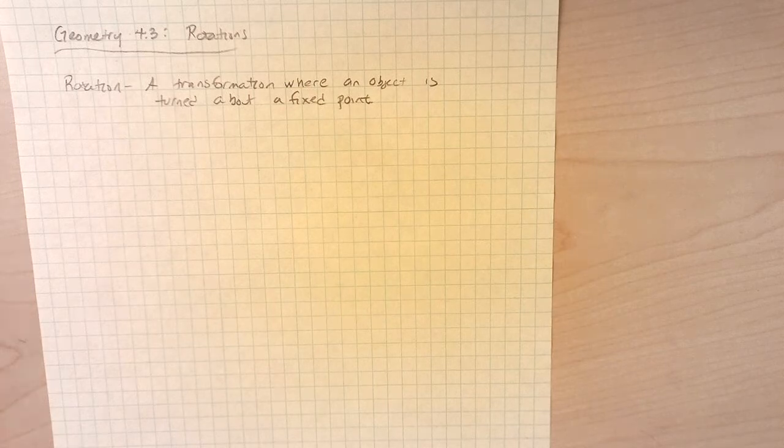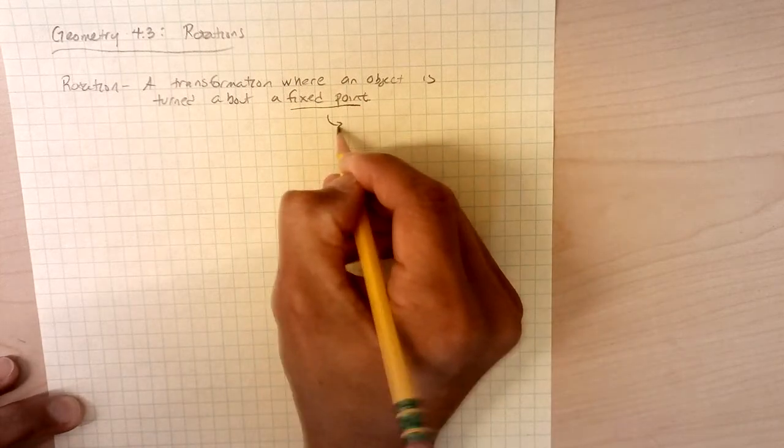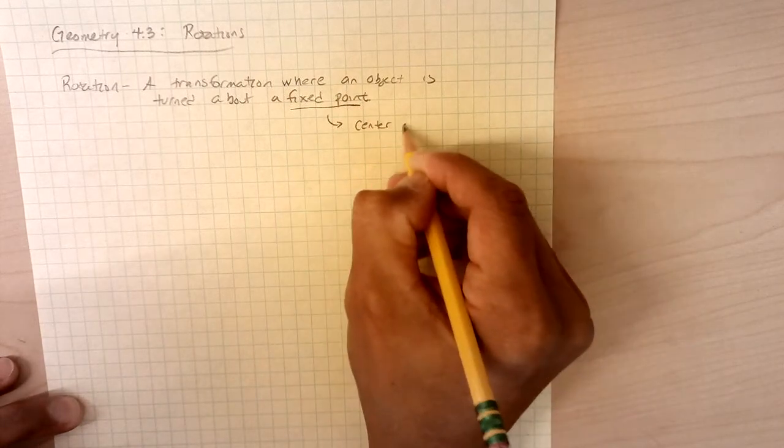Okay, this is Geometry 4.3, rotations. So we're still talking about transformations or changes. Another type of transformation is a rotation, or like it's more commonly called a turn. Again, that's kind of a slang term for it. But a rotation is a transformation where you're taking an object such as a point, could be a segment, could be a polygon, and it's turned about a specific fixed point. That fixed point is referred to as the center of rotation.